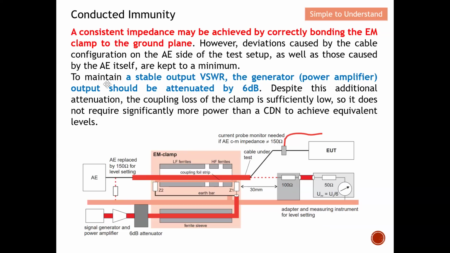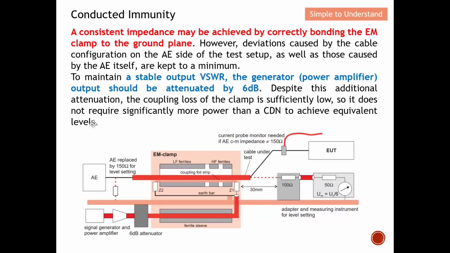To maintain a stable output VSWR of the generator, which is the power amplifier, so we have the signal generator and power amplifier, basically they need to be attenuated by 6 dB so as to ensure a stable output VSWR. Despite this additional attenuation, the coupling loss of the clamp is sufficiently low, so it does not require significantly more power than a CDN to achieve an equivalent level.